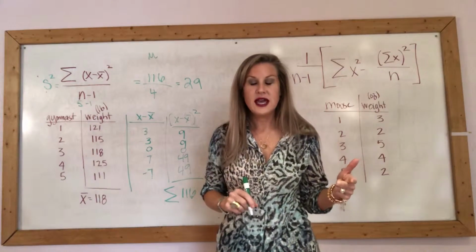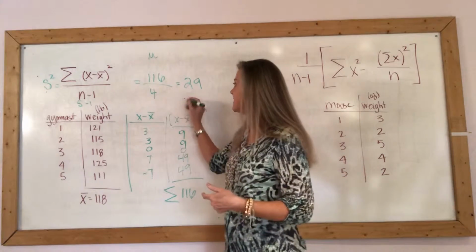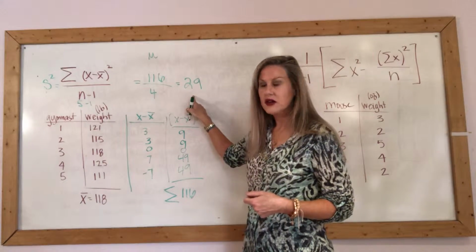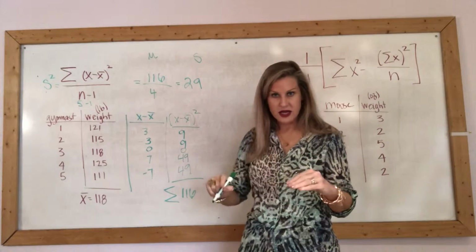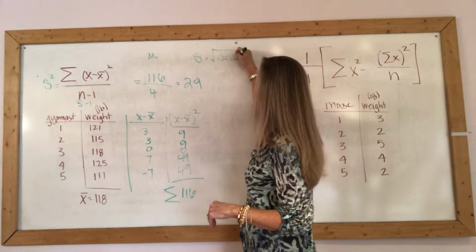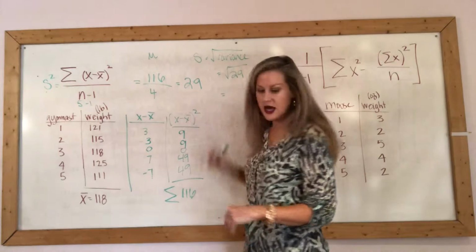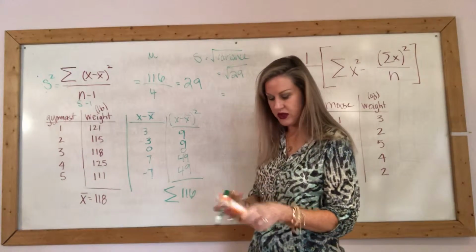Now if I want to take the standard deviation, I simply take the square root of that. So the standard deviation, which is just S, not squared, just S, is the square root of the variance. So in this case, it's the square root of 29, which is 5 and change, 5.385.